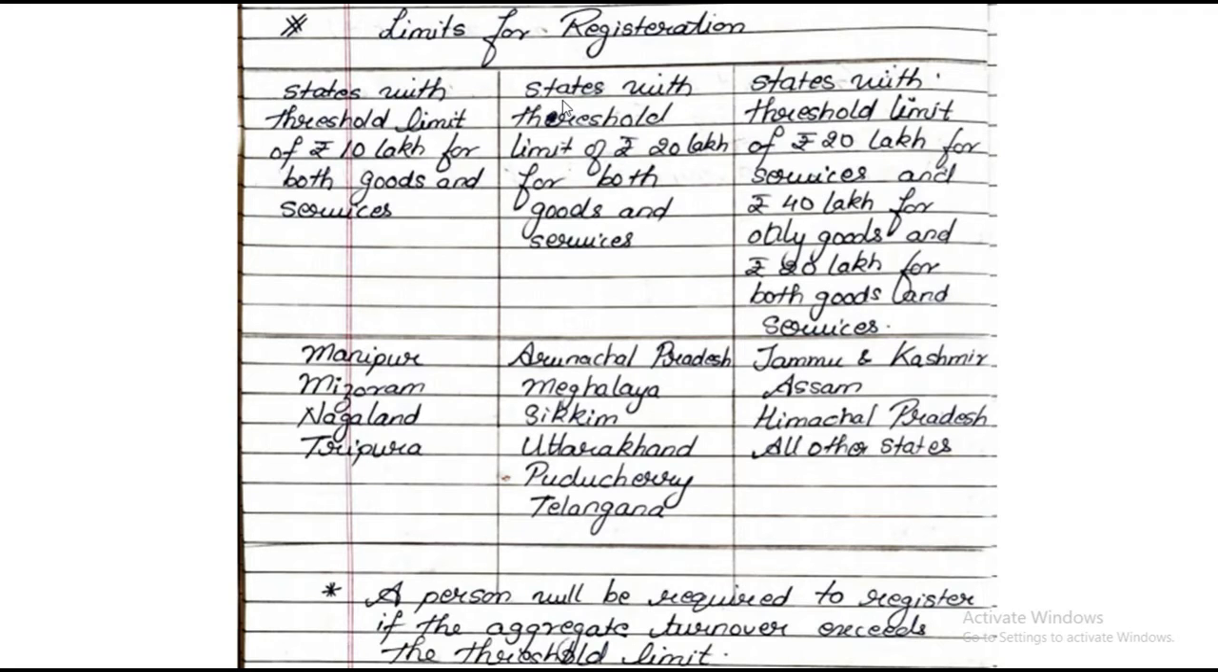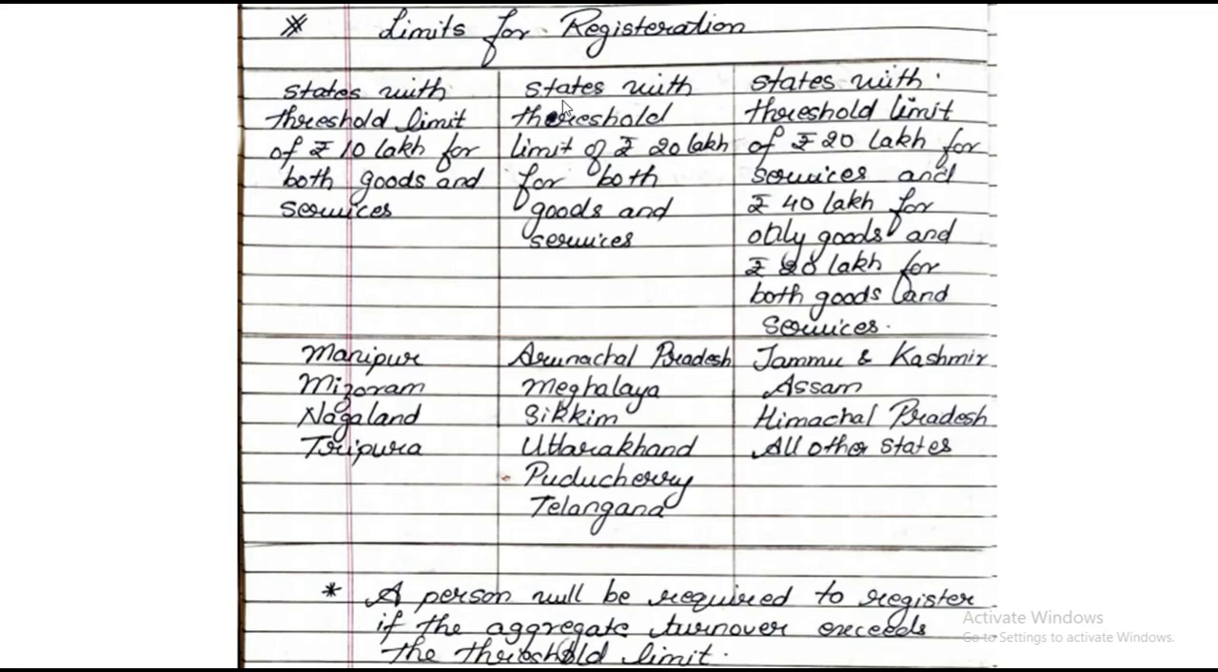And for the rest of India, that is Jammu Kashmir, Assam, Himachal Pradesh, and all other states other than the first two categories, the threshold limit is rupees 20 lakhs for services and 40 lakhs for only goods, if you're only dealing in goods. And if you're dealing in goods and services both, then the threshold limit is 20 lakhs. So this is a major threshold limit rule that we have to remember.